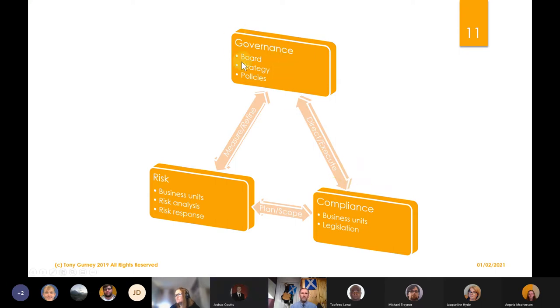You wouldn't necessarily expect the board to understand every part of everything that could happen, but you would expect all the business units to understand those and feed them back in so that the board could understand what the issues were. So you have this whole loop here as risk and compliance and governance all fit together to try to ensure that you get the best outcome for your organisation.